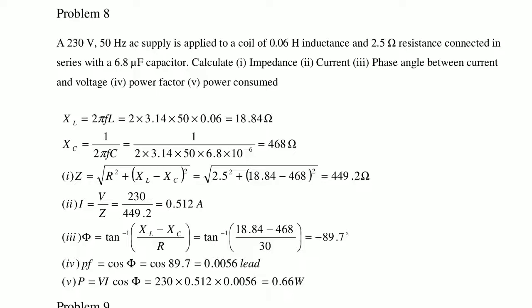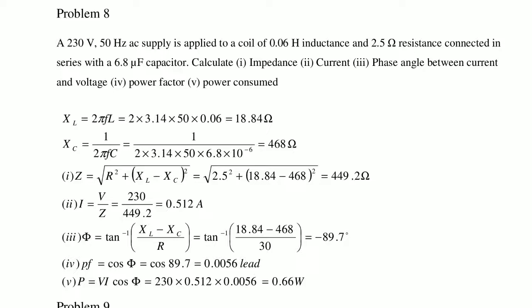Now, substituting these values into 2 pi FL, we get the inductive reactance XL equal to 18.84 ohms. Now go for XC. See here, XC is 1 by 2 pi FC, not 2 pi FC. So 1 by 2 into 3.14 into 50 Hz frequency into 6.8 times 10 to the power of minus 6 farads. So we get 468 ohms.